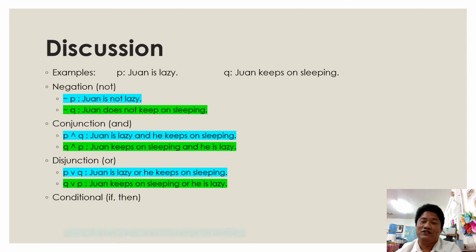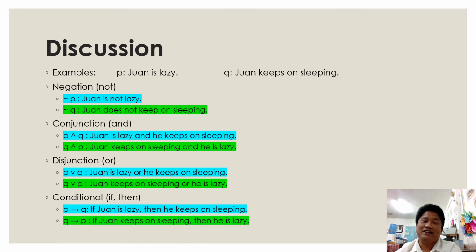Next, we have the conditional if then. If P then Q, we have here, if Juan is lazy, then he keeps on sleeping. And if Q and P, we have here the statement, if Juan keeps on sleeping, then he is lazy.